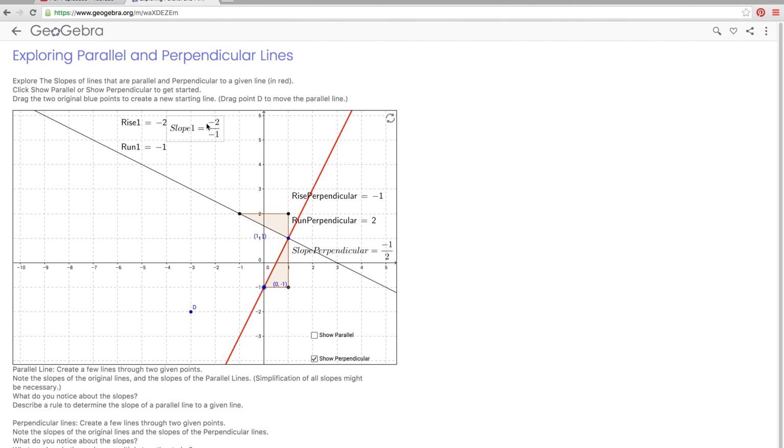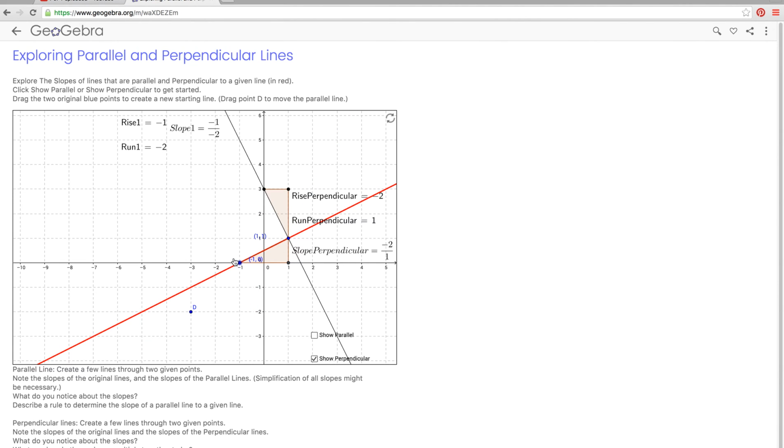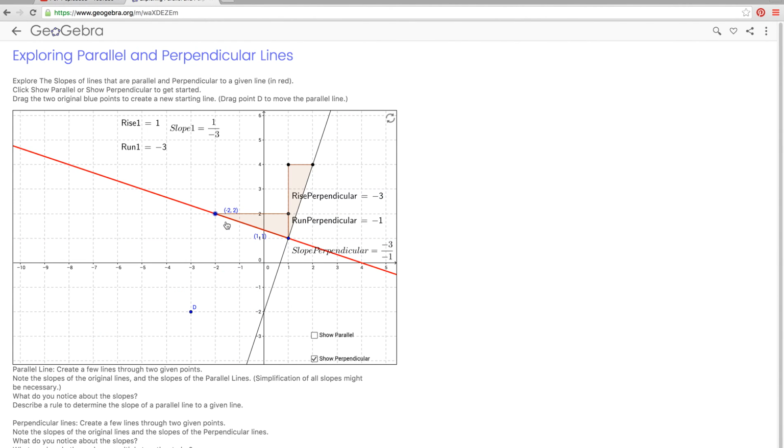So can you see how this slope is 2/1 and this one here is 1/2. It's also negative as well. So see how the numerator and the denominator have flipped. If I switch this around, find another one. Here's one here. This is 1/3 as opposed to 3/1. And you'll see this one here is negative, this one here is positive.